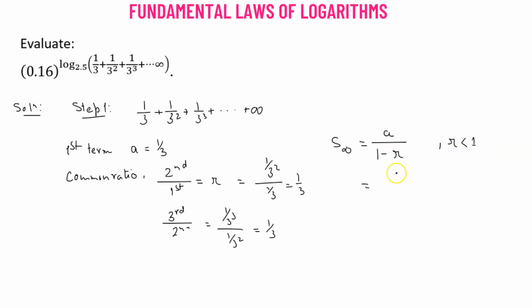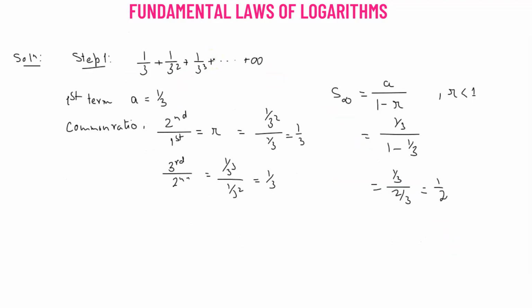Right. So here our A value is 1/3 and our 1 minus R value is 2/3. So we have 1/3 divided by 2/3, which equals 1/2. That means the sum of this geometric series is 1/2. So we can replace the sum of the infinite series with the value half. Our expression then becomes 0.16 raised to the power of log with a base of 2.5, where the sum now reduces to 1/2.